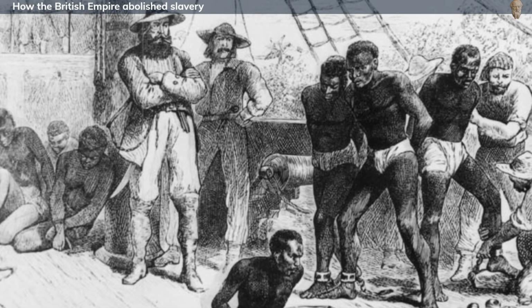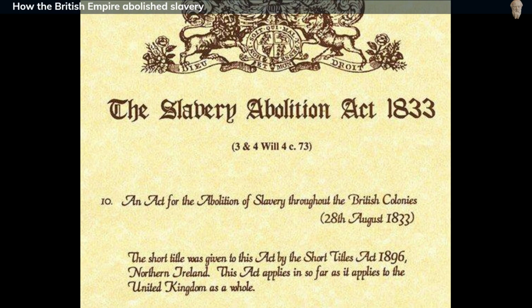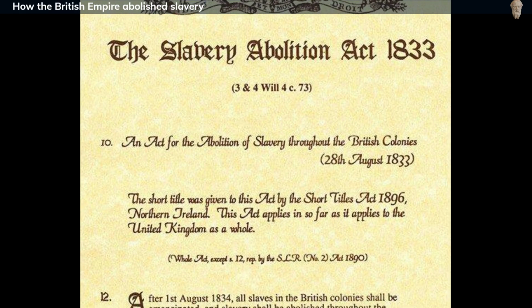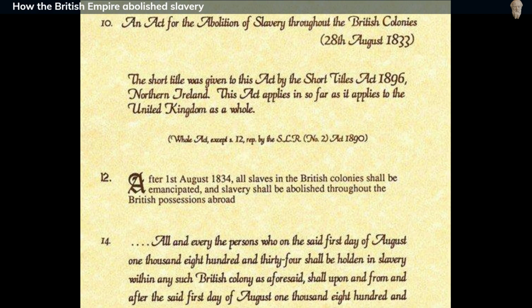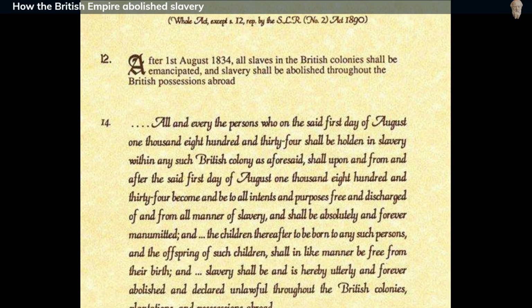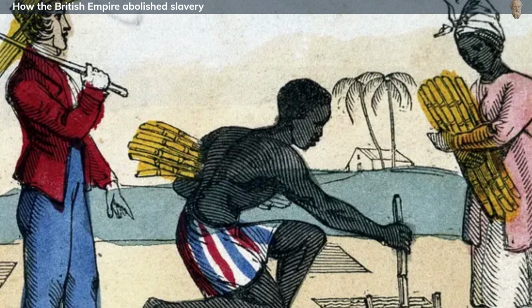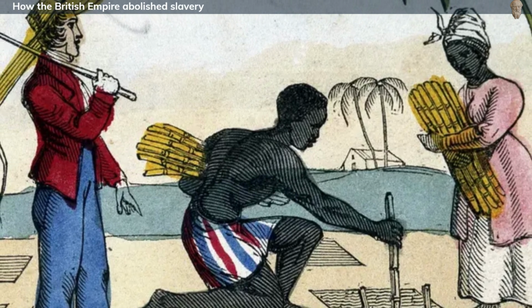Finally, in 1833, the Slavery Abolition Act was passed, largely due to the efforts of Wilberforce and others. This act came into effect on August 1, 1834, and it initially provided for a transitional period of apprenticeship for the former slaves. Full emancipation was achieved in 1838, marking the end of slavery in most parts of the British Empire.